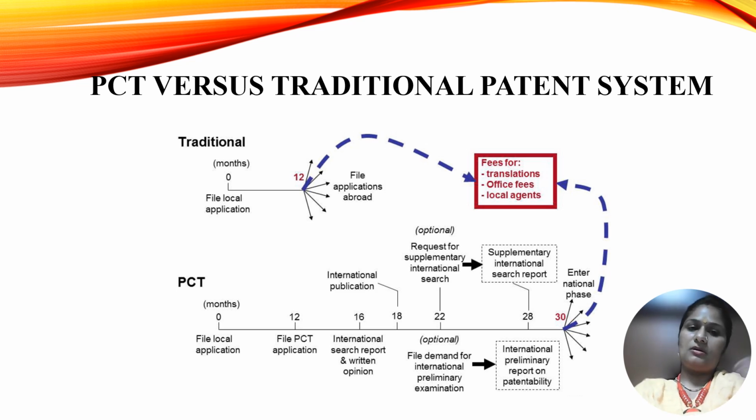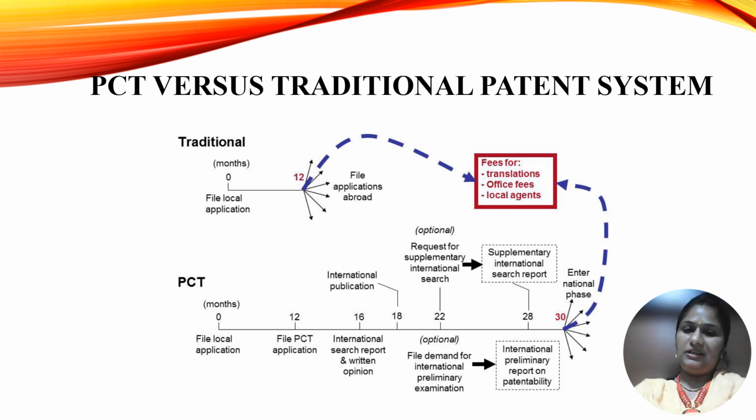After my application is published, what will I do? I will go ahead and file a demand for international preliminary examination and a request for a supplementary international search report. By approximately the 28th month I would get my supplementary international search report, or side by side, because I have also demanded the international preliminary examination, I'll get the international preliminary report on patentability. The date on which I applied online at my regional office in India, which we call the local application, would be my priority date, right?